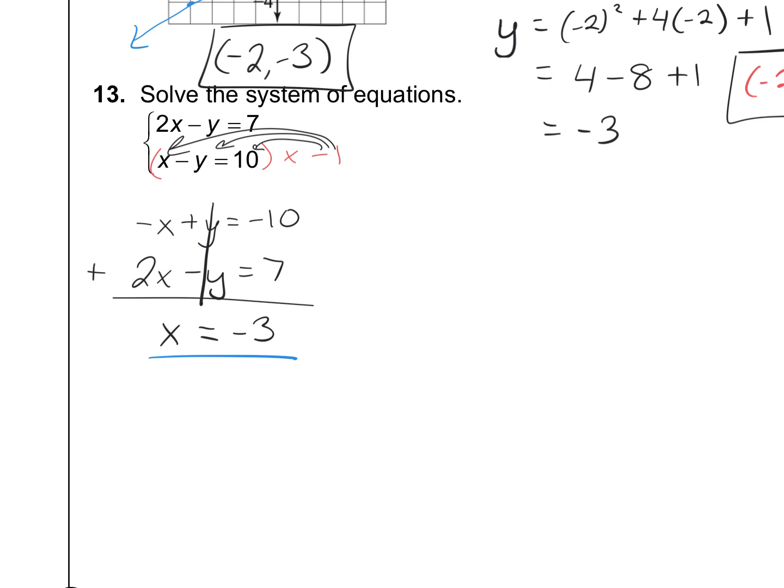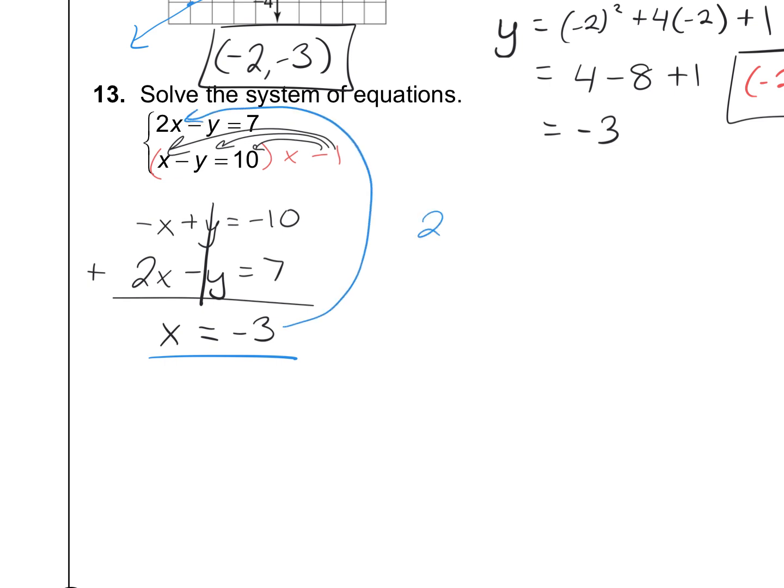Okay? If we didn't get something to cancel out there, can we move on? No, you have to get something to cancel out before you can move on. Okay, how do I find y? Plug negative 3 for x into the one you didn't change. Yep, plug negative 3 into the one we did not change.